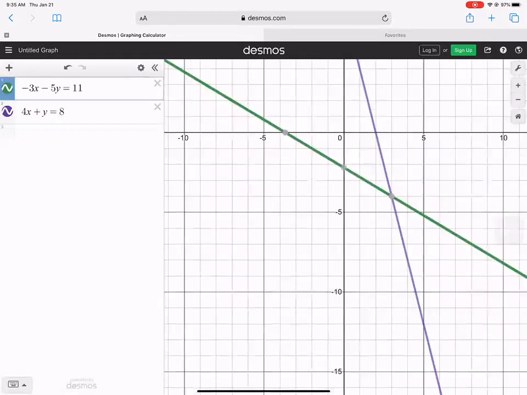If you want, you can practice using Desmos. I think that the link is in Schoology. And you see that the answer is 3, negative 4, just to double check answers. That looks good to me. Hopefully that looks good to you.